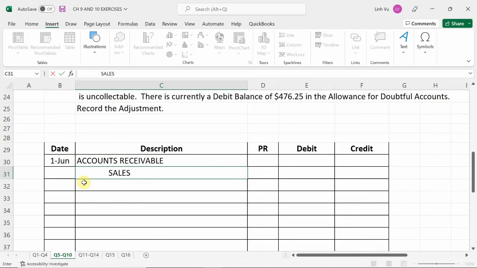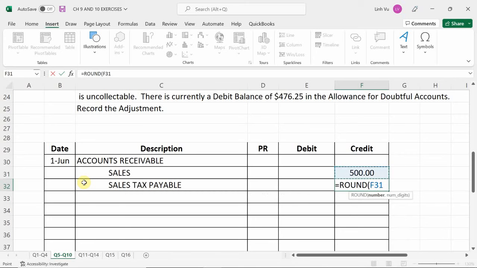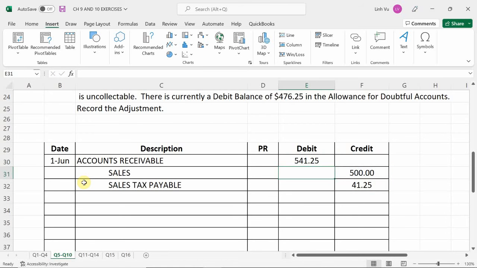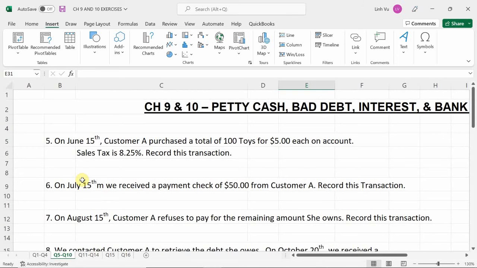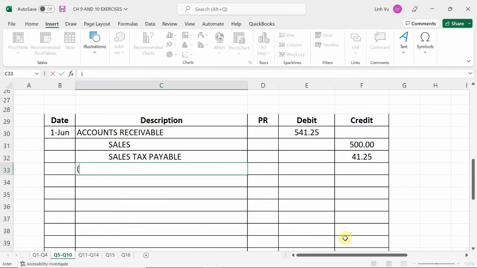And here, you sold something and you charge the tax for it. So in this case, you sold 100 at $5 each, which gives you $500. Tax is 8.25%, which will be $41.25. Therefore, customer A owes us $541.25. And of course, you can make a note here too, saying that customer A purchased 100 toys. Right now, we're not going to be dealing with inventory, so we're just going to record the sales.